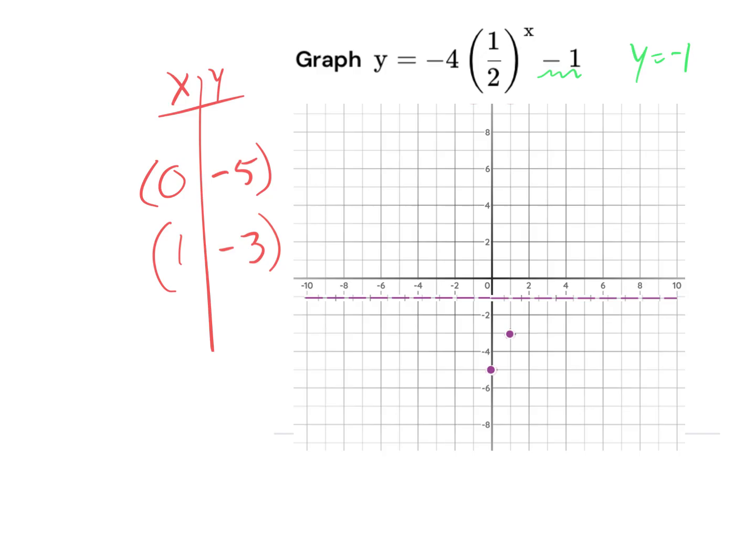With that asymptote and with those points, Wayground will graph the exponential decay function for you. Now, why did I say decay? Well, first of all, the base is less than 1. That's a decay. Not only that, from left to right, the distance is decaying towards the asymptote.